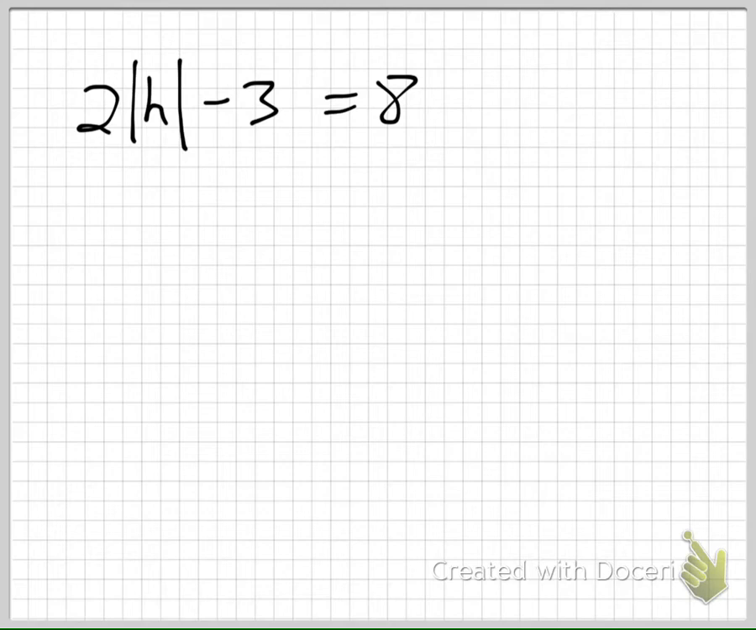Did you follow that at all? We'll see. Let's try number 40 there at the bottom of 106. It's 2 times the absolute value of h, minus 3 equals 8. Get that one done for me. You think you're so good at this?